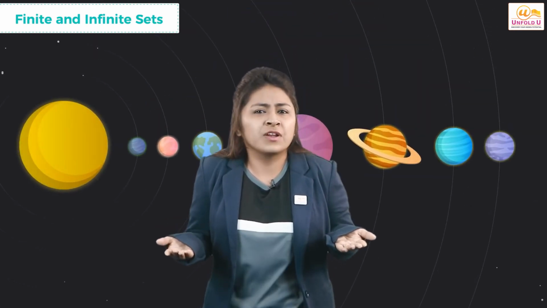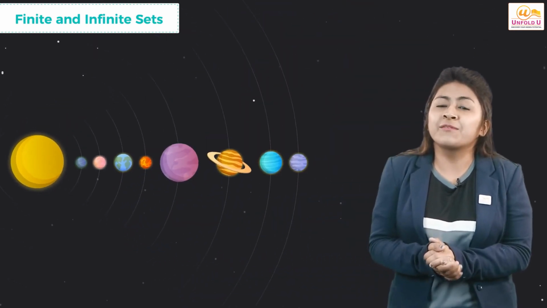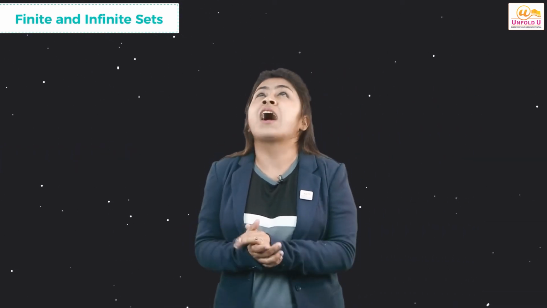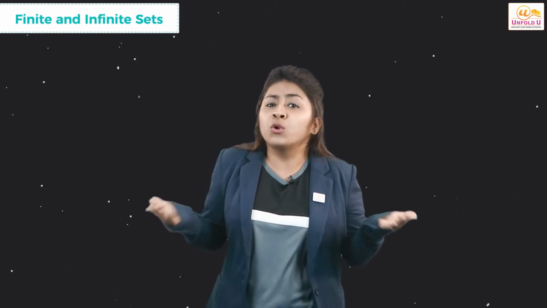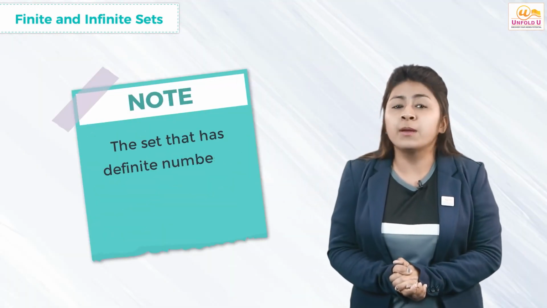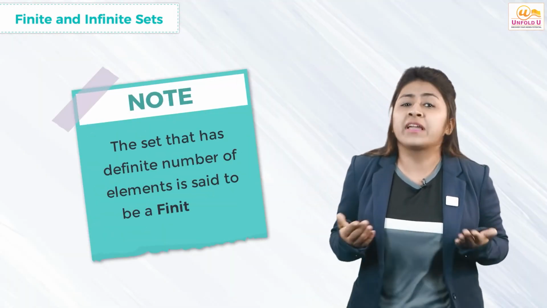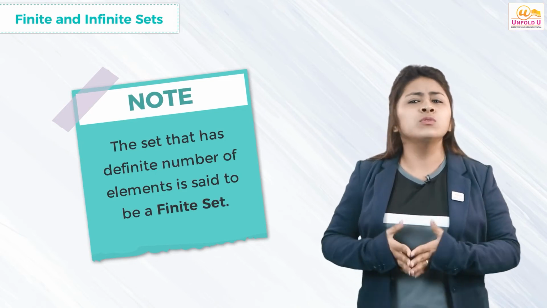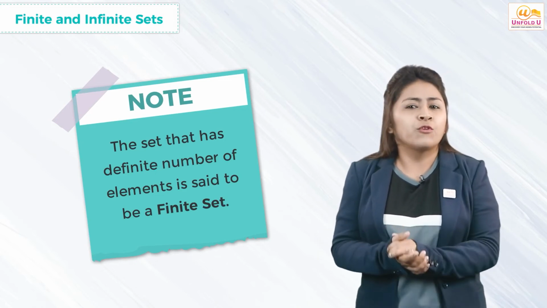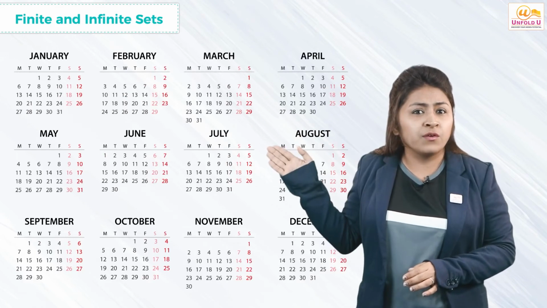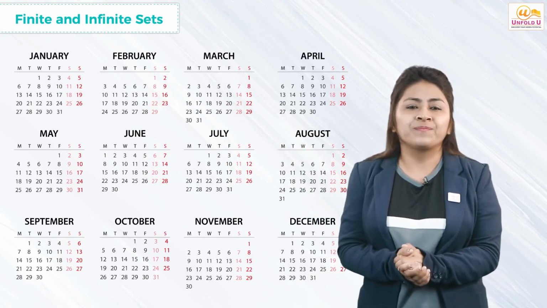Now if I ask you to tell me the names of the planets of our system, you will easily give me the names. If you were asked to list the number of stars in the sky, you know it is tedious as we don't know how many stars there are. The set that has a definite number of elements is said to be a finite set. This is a set whose elements we can count. For example, months of the year, days of the week, etc.